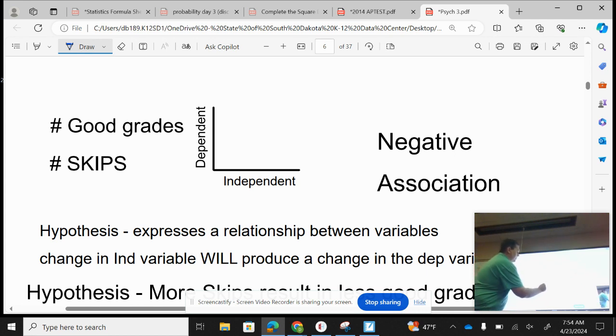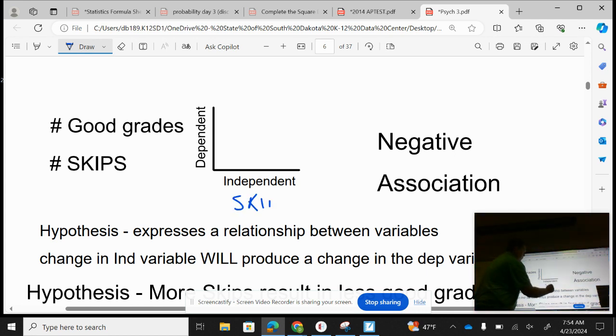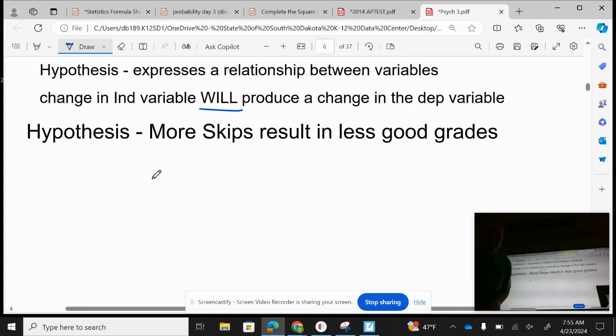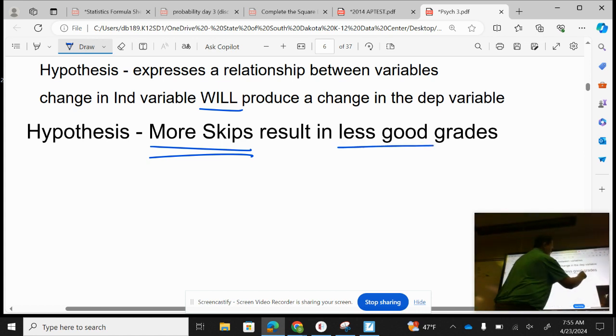If we had to talk about this, we might have what we call a hypothesis. Now, the way your book or your review book, at least, it says a hypothesis expresses a relationship between variables. A change in an independent variable will produce a change in the dependent variable. So here's our hypothesis. And this one is going to result in a negative correlation. We're saying more skips result in less good grades.